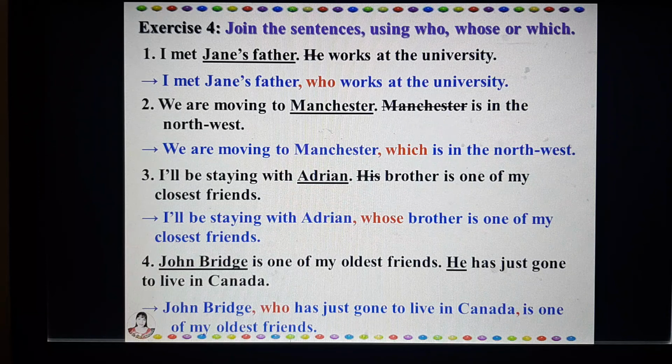I think that now you can understand how to use relative clauses.